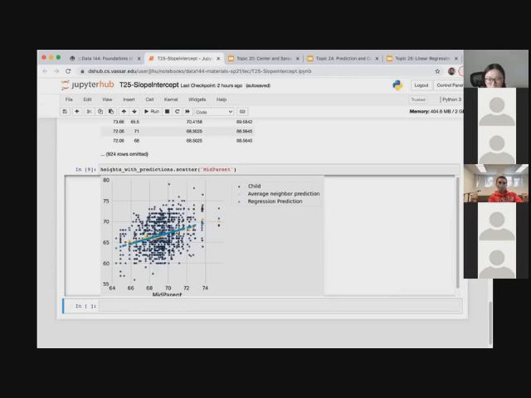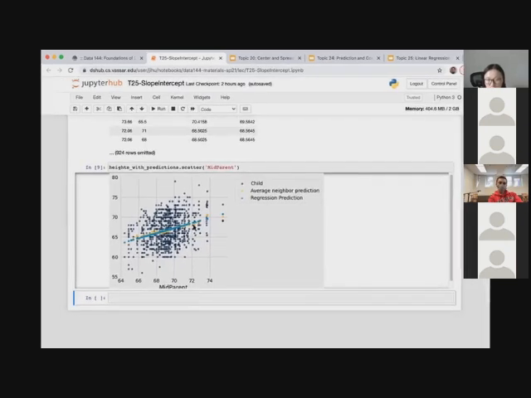Okay, so the question here is, what are the differences and the similarities between the two types of predictions, what we're seeing on the graph, and why do you think they are similar, and why do you think they're different? Okay, so maybe 1 to 2 minutes-ish, and then we can wrap it up.